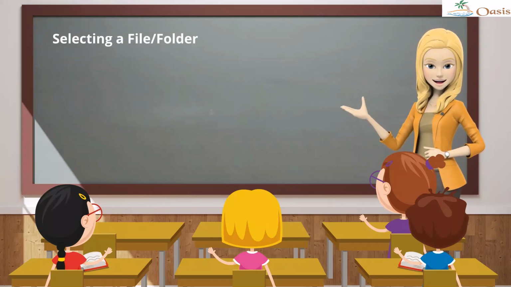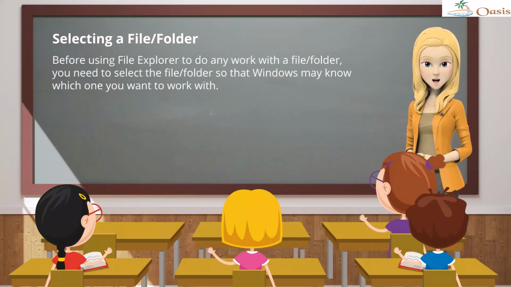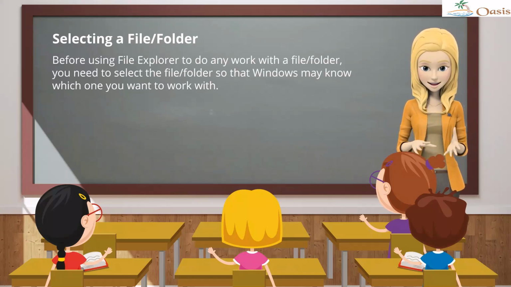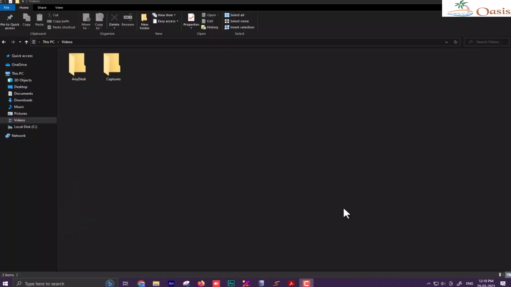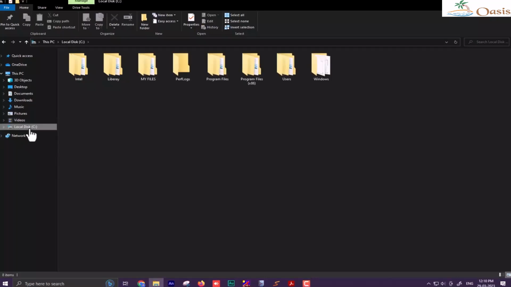Selecting a file or folder. Before using File Explorer to do any work with a file or folder, you need to select the file or folder so that Windows may know which one you want to work with. To select a single file or folder, open the folder containing the file or folder. Click the file or folder. The file or folder gets selected.